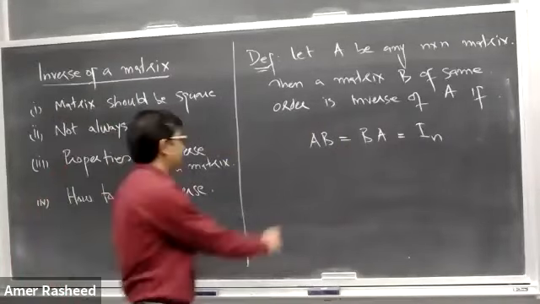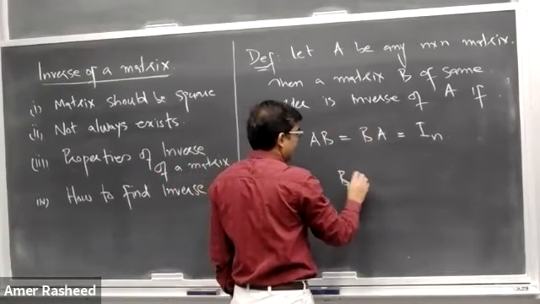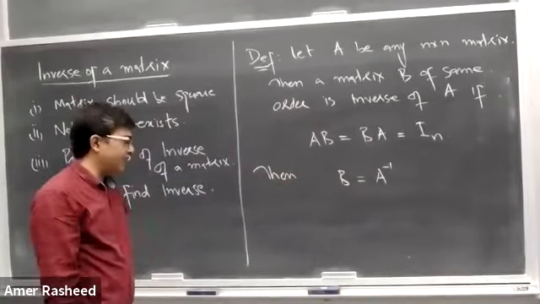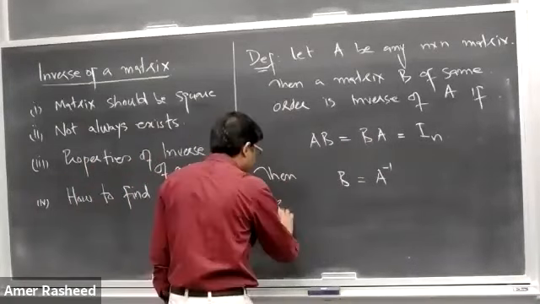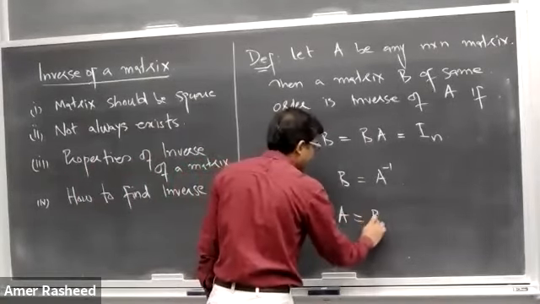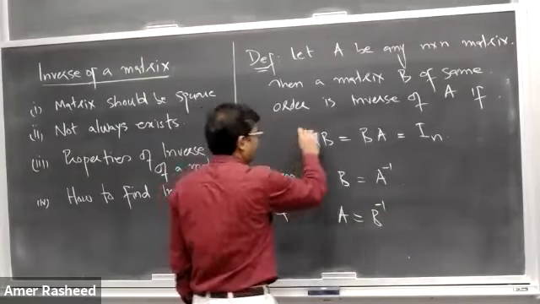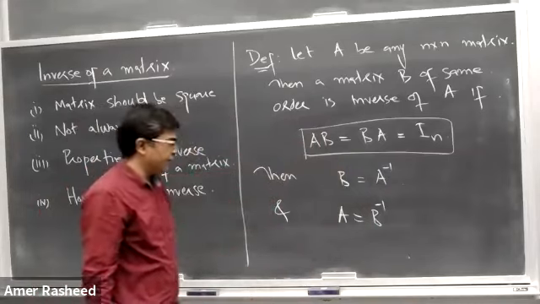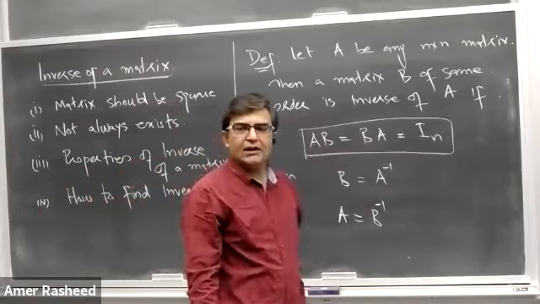Then if such a matrix exists, we say that B is the inverse of A, and vice versa. A is also the inverse of B because of this definition, meaning they are both inverses of each other. This was the basic definition of the inverse of a matrix.